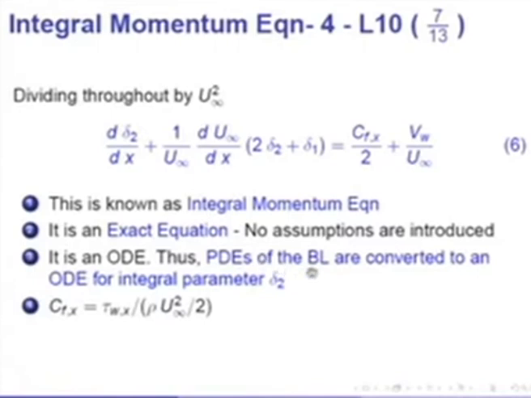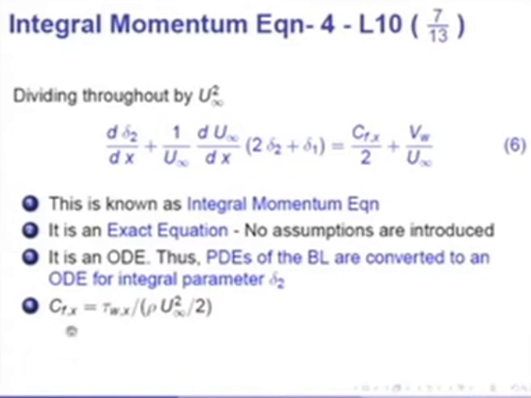So, the partial differential equation of the boundary layer is converted to an ODE for an integral parameter delta 2. This is very similar to what we did in the similarity method, where the PDEs were converted to a third order ordinary differential equation. Here the equations are converted to a first order ordinary differential equation for an integral parameter delta 2.